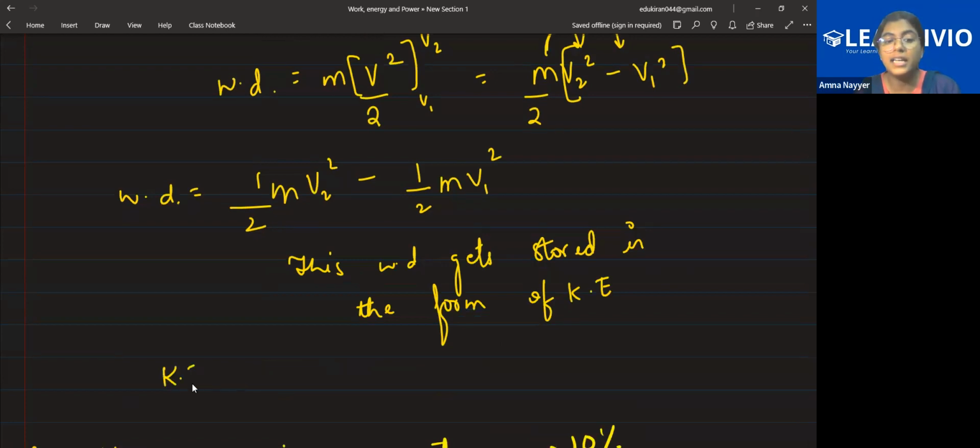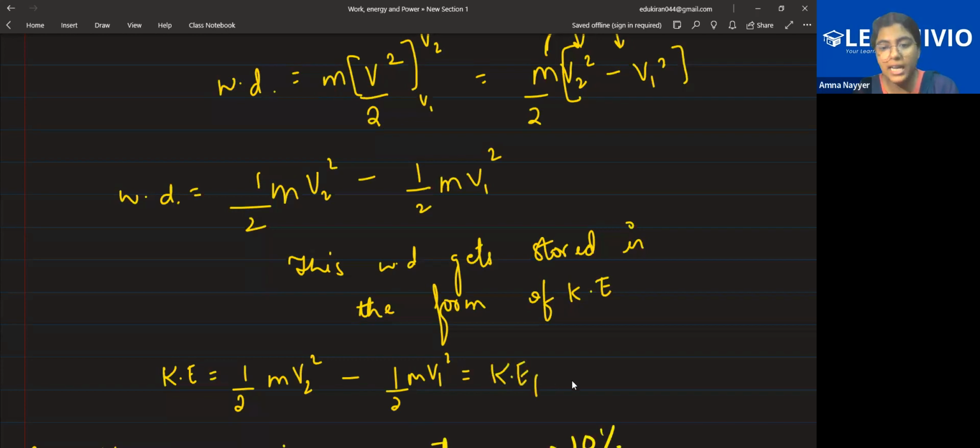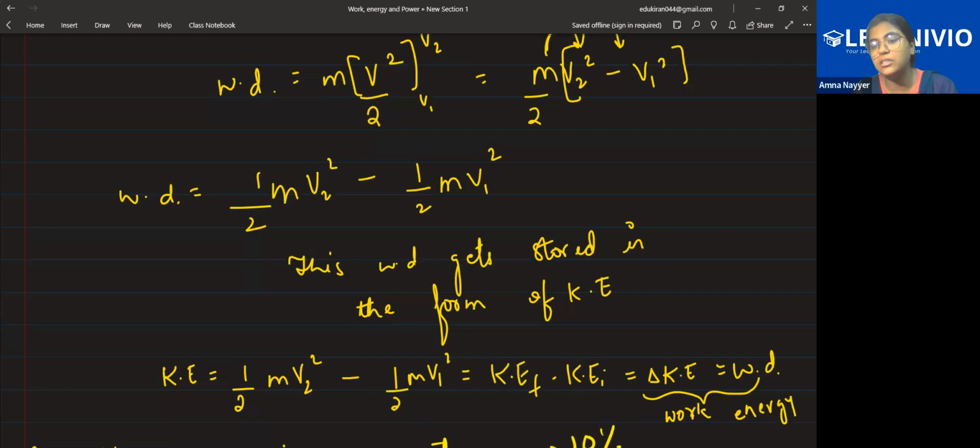And what is kinetic energy equal to now? Half mv2 squared means the final kinetic energy, minus half mv1 squared, the initial kinetic energy. So final kinetic energy minus initial kinetic energy is what? It's basically the change in kinetic energy, and that is equal to the work done. This is what we call the work energy theorem, and this is the derivation for the same.